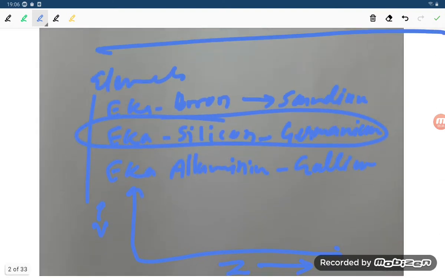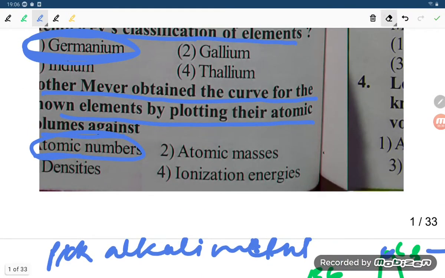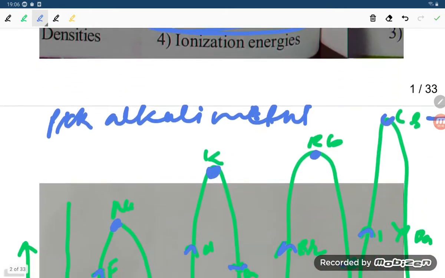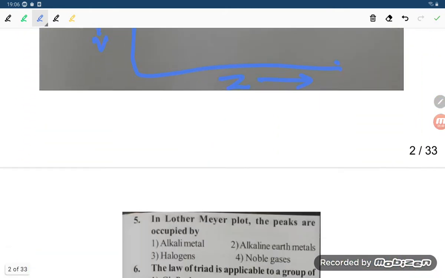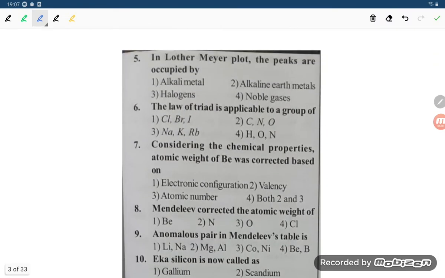Question number 4, students, if you see question number 4, it's not atomic number, it is atomic mass. It's a mistake. Atomic number will be there in the modern periodic table, not here. So whatever we wrote as Z here, this will be atomic mass. Please correct yourself. Now let us see question number 5.